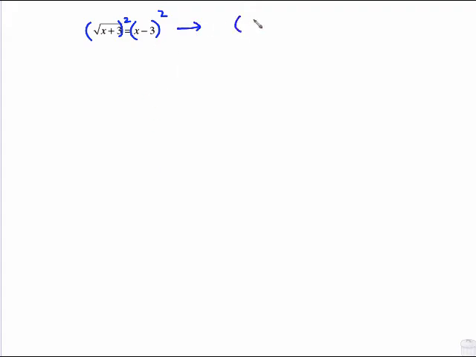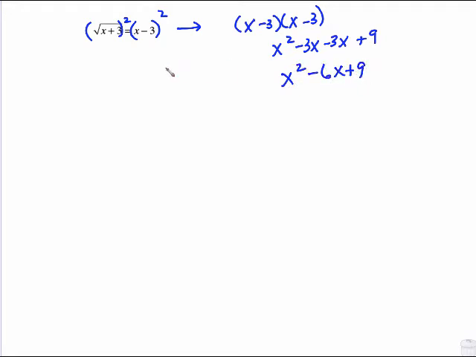When you square a binomial, you should write out both binomials and FOIL it up. So x times x is x squared, minus 3x, minus another 3x. -3 times -3 is 9, which gives me x squared minus 6x plus 9, which is what this side simplifies into. On the other side, the square root of x plus 3 squared is x plus 3.